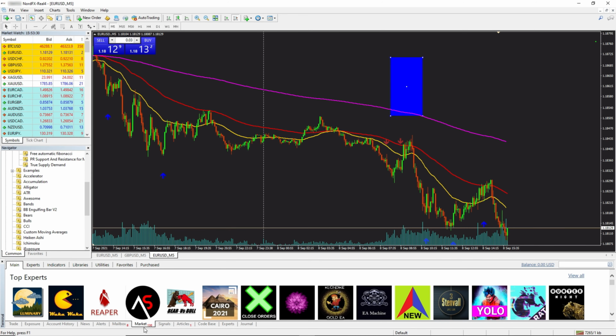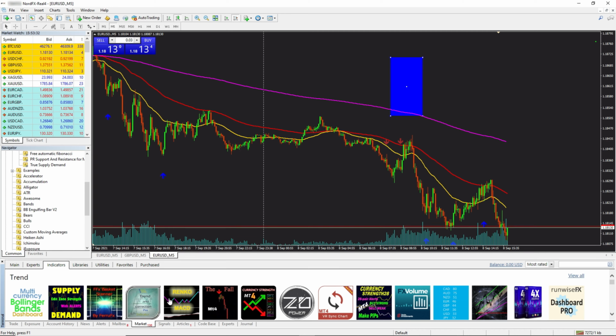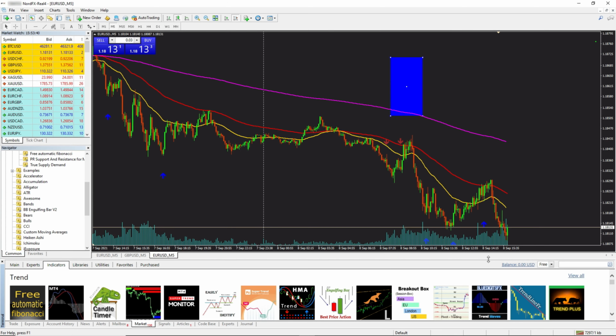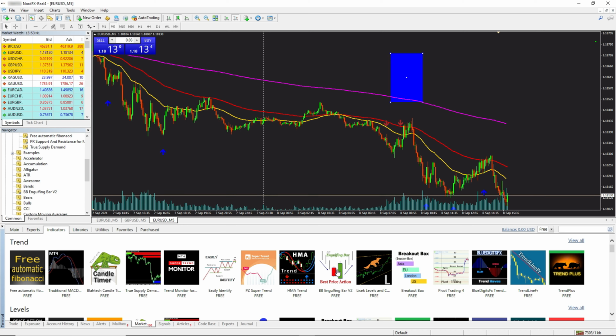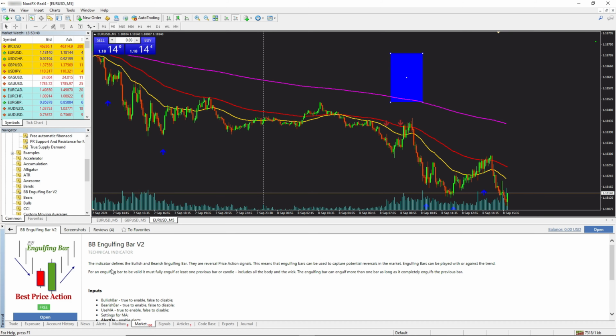You head on over to market indicators and you're going to change this here from most rated to free. And this is the indicator right here, BB Engulfing Bar version 2. Select it. The indicator defines the bullish and bearish engulfing bar. They are reverse price action signals.